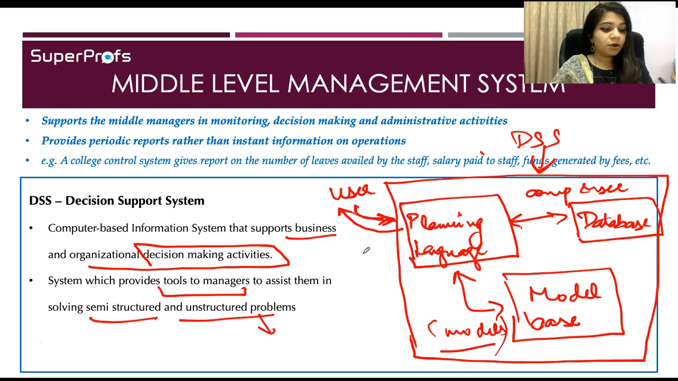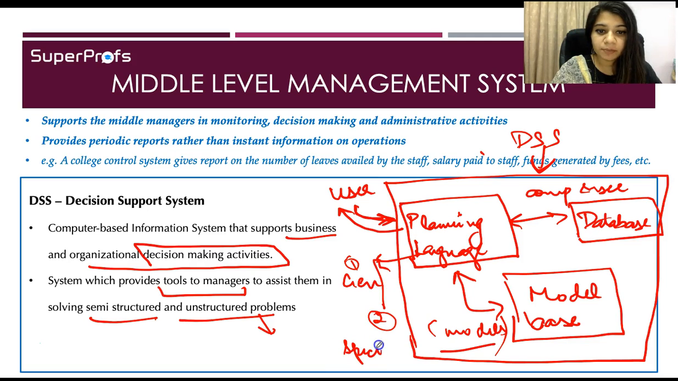Also, the planning language that we have will be of two kinds. The first one is general purpose, and the other one is special purpose. General purpose is used, as the name suggests, for generic work tasks, and the special one is for very particular specified tasks. So these are the four different components of a DSS: the planning language, database, model base, and your user.